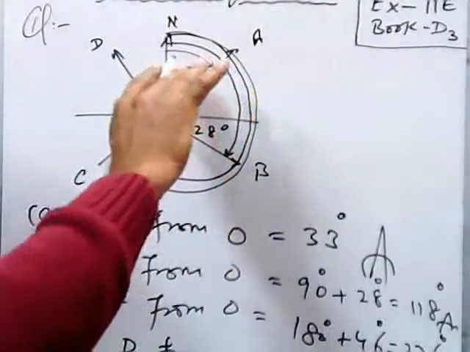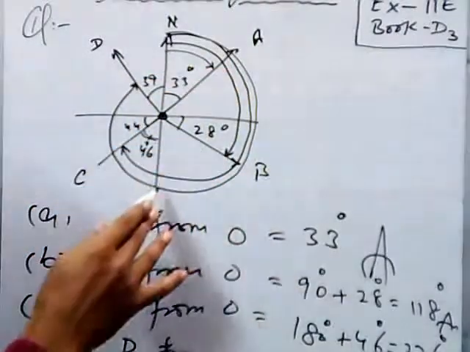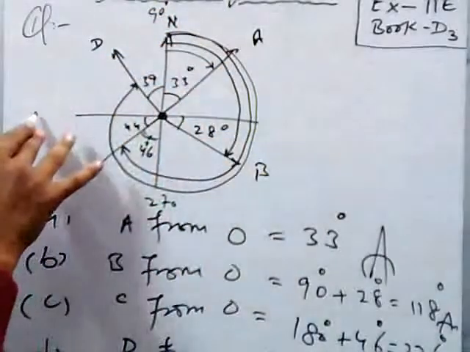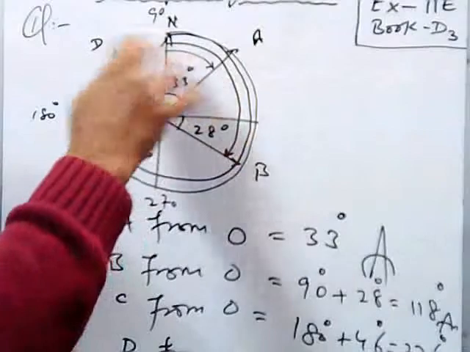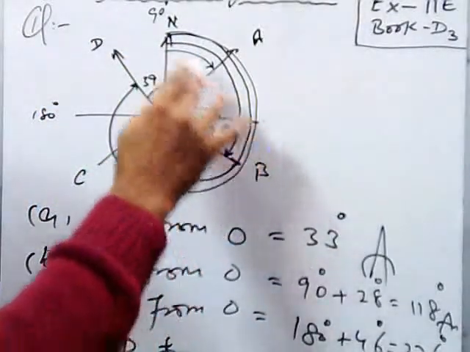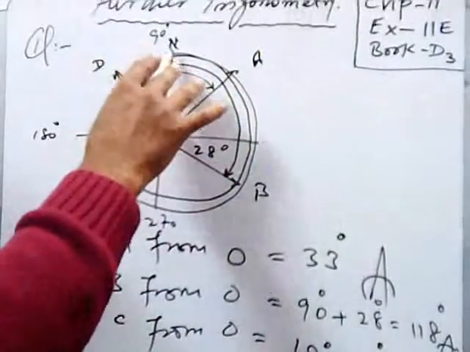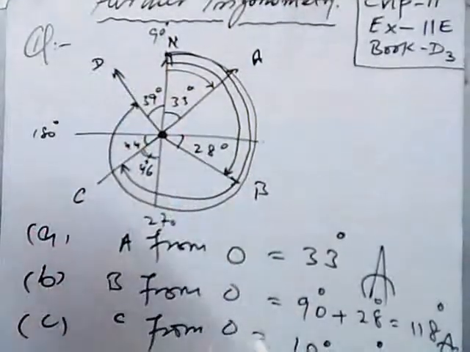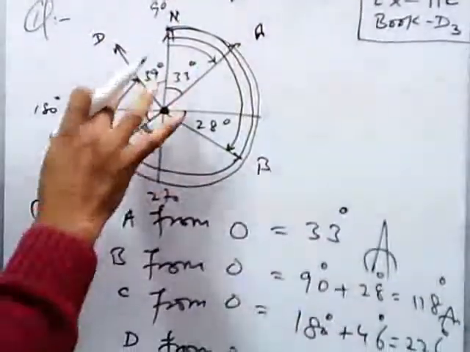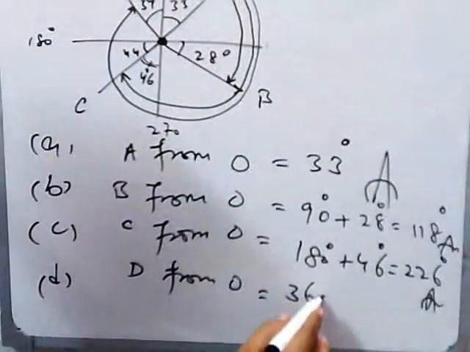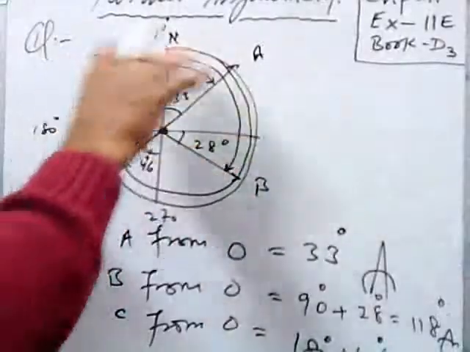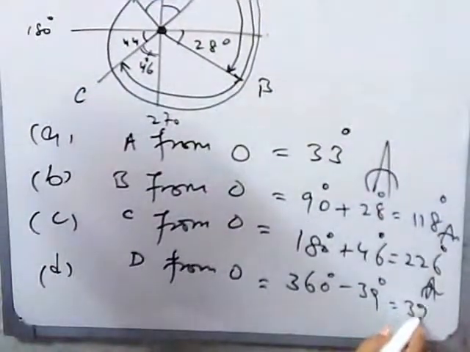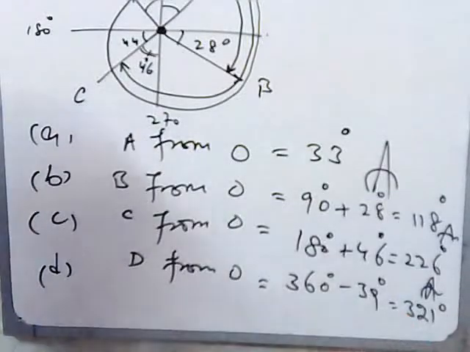So if I add all these angles, you will get up to here 270 degrees, because we are well familiar with the basic principle that this is 90 degrees, this is 180, then 270, and up to here 360. If we start from here, we have to finish at this point, so up to here it is 360. In shortcut, 360 minus this one gives the whole revolution. 360 degrees is one complete revolution, so minus 39 degrees, you will get 321 degrees. So that is your result.